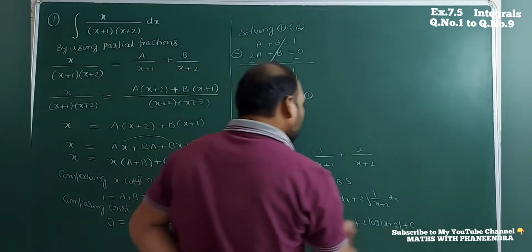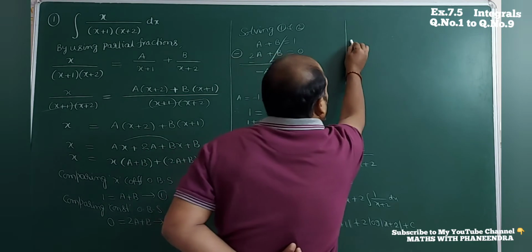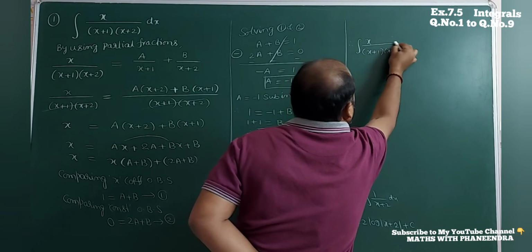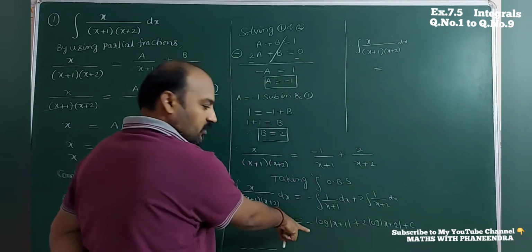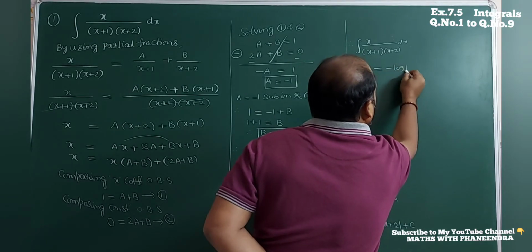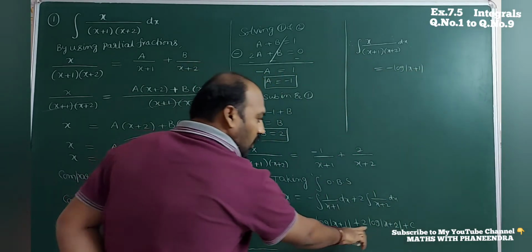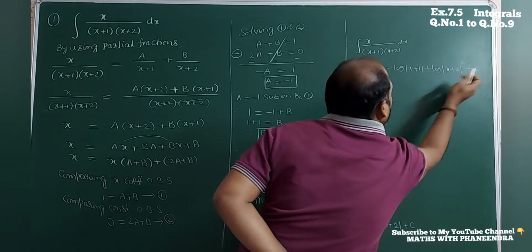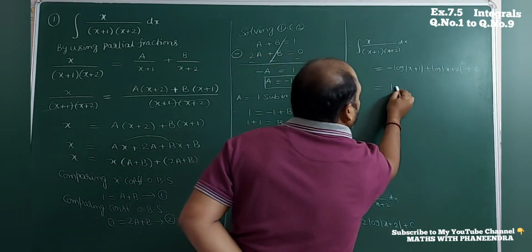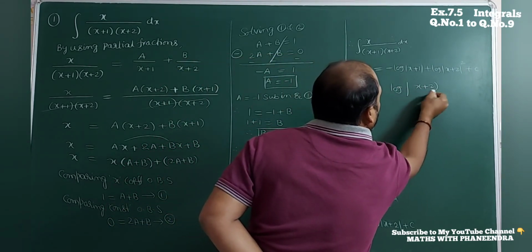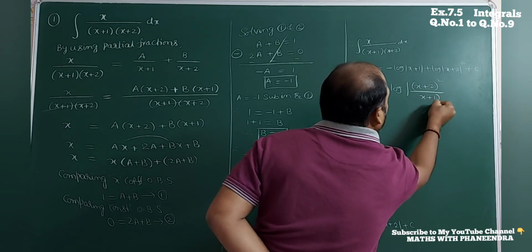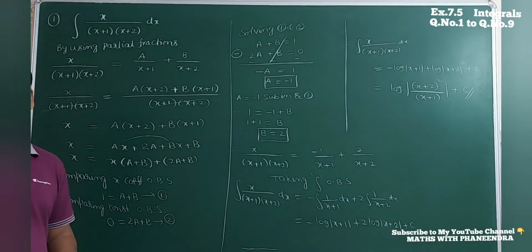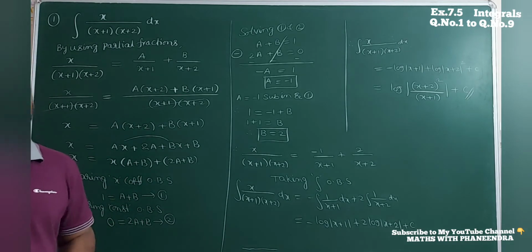So this also can be written as integral x by x plus 1 into x plus 2 dx is equal to minus log of x plus 1, plus 2 log x plus 2, which can be written as log of x plus 2 whole square, plus c. Using log a minus log b is log a by b, we get log of x plus 2 whole square divided by x plus 1, plus c. This is the way you can give that answer, dear students. We'll move on to the next question.